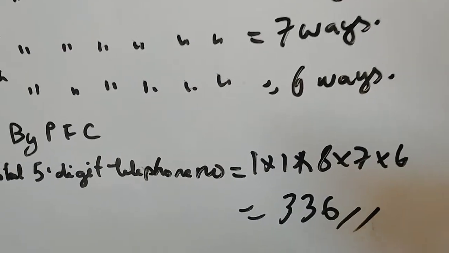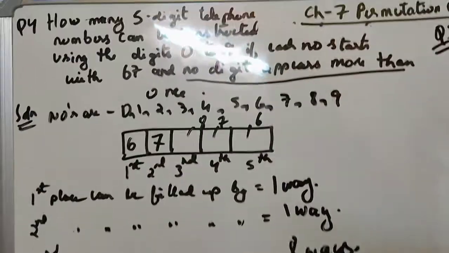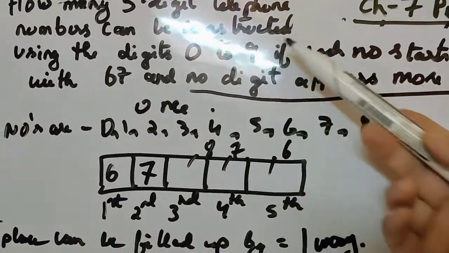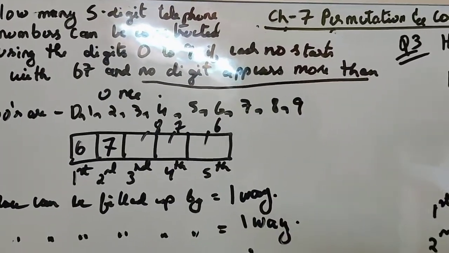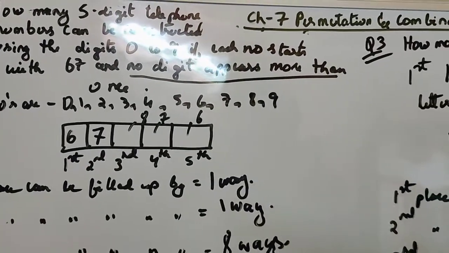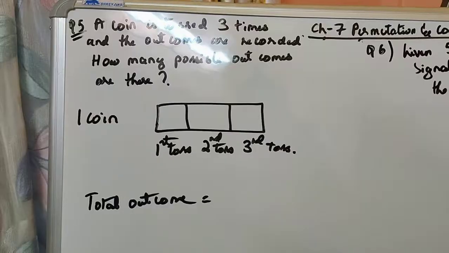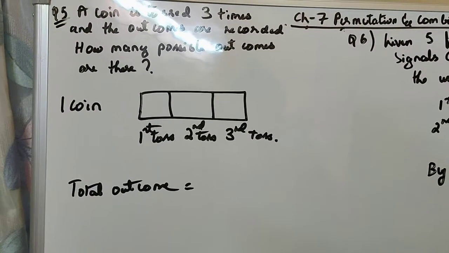336. Total 336 five-digit telephone numbers we can construct using the digits 0 to 9 when each phone number starts with 67. I hope this one is also clear to you. Now next is question number 5.